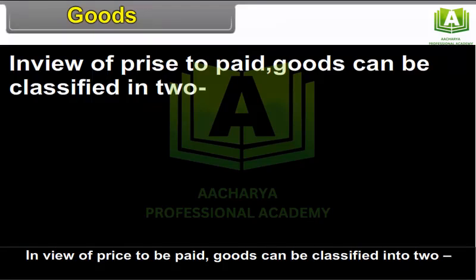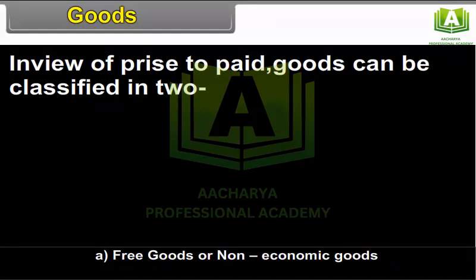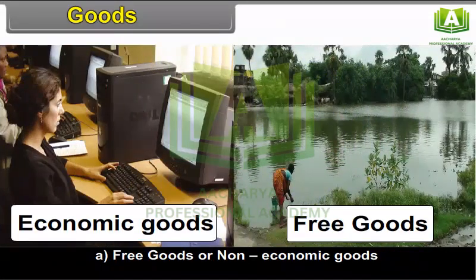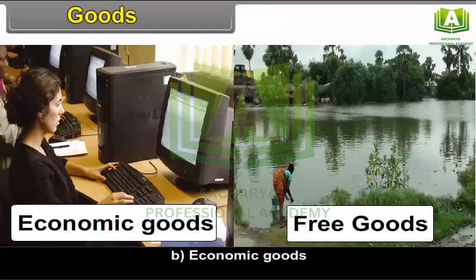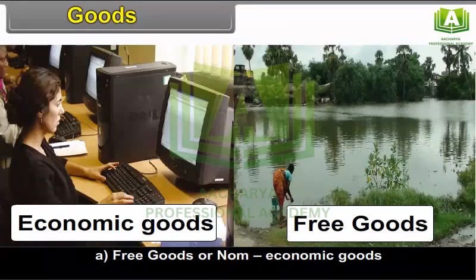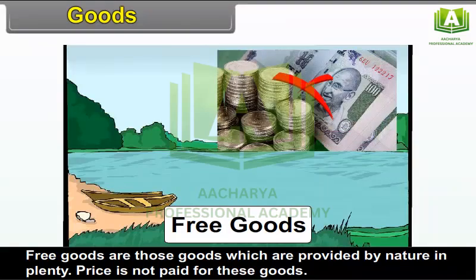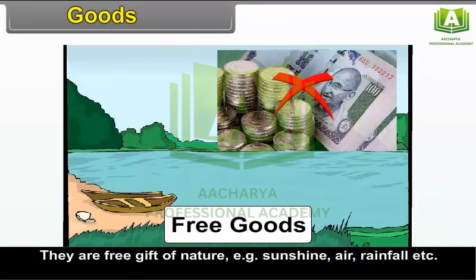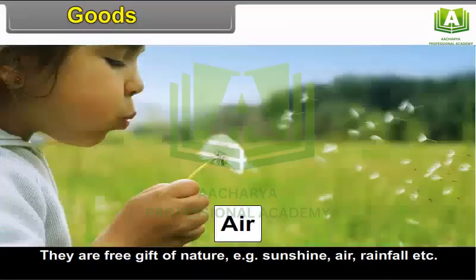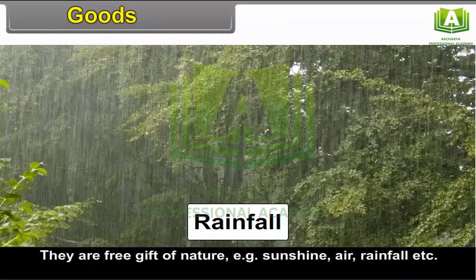In view of price to be paid, goods can be classified into two: free goods or non-economic goods, and economic goods. Free or non-economic goods. Free goods are those goods which are provided by nature in plenty. Price is not paid for these goods. They do not have an exchange value. They are a free gift of nature. For example, sunshine, air, rainfall, etc.